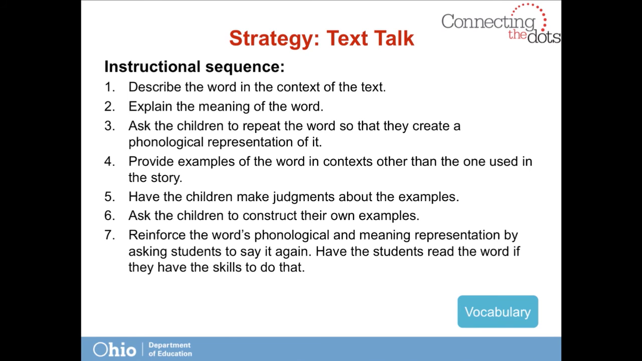It is also noteworthy that part of the sequence gives students the opportunity to practice using the word by making judgments about the examples and asking them to construct their own examples. Text talk can be multisensory as students see the word in print, hear the word, say the word, and practice decoding the word. This activity can bolster both oral vocabulary as well as reading vocabulary.